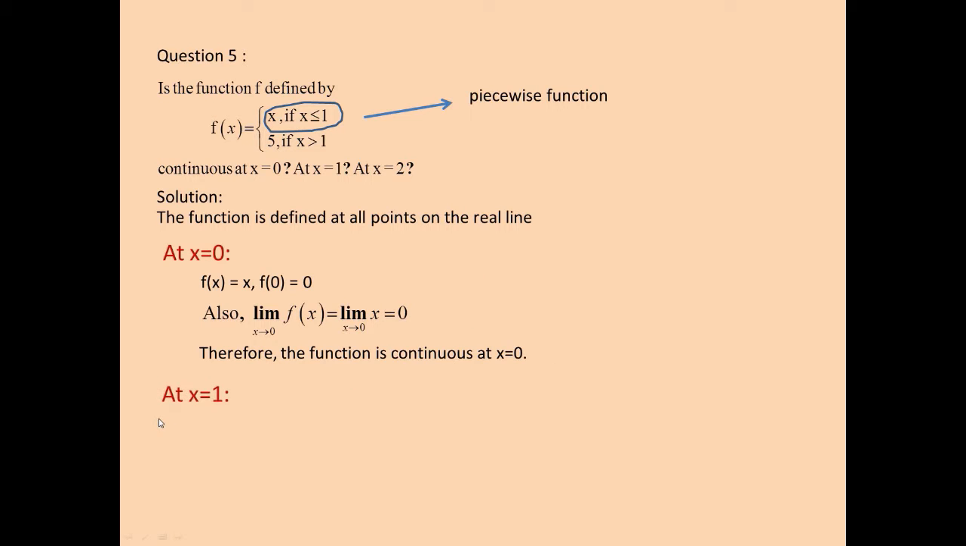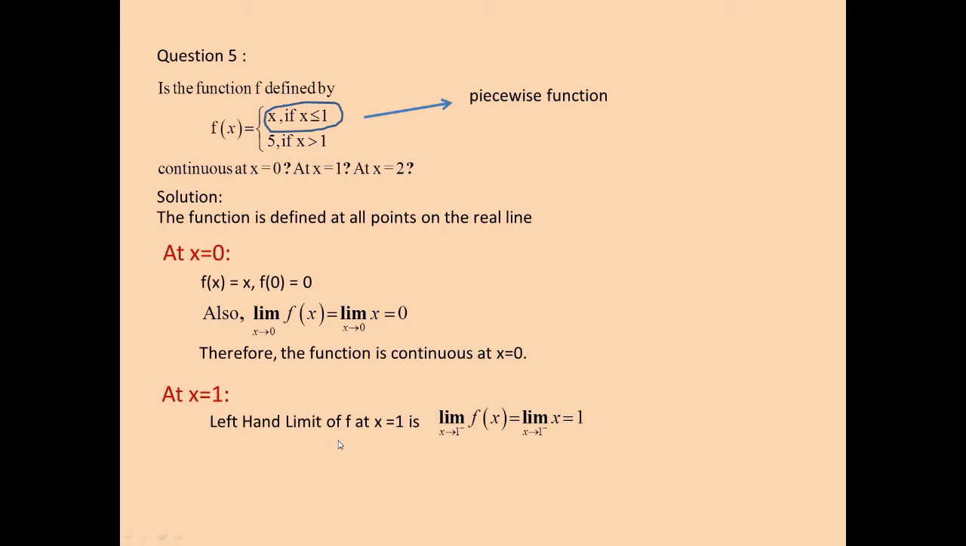Now we will check at x equals 1. At x equal to 1, we will have to find the left hand limit and right hand limit, because the function seems to have a break here: less than 1 it is x, greater than 1 it is 5. So to the left of x equal to 1 it is x, to the right of x equal to 1 it is 5. So please check whether the function is continuous at x equal to 1.